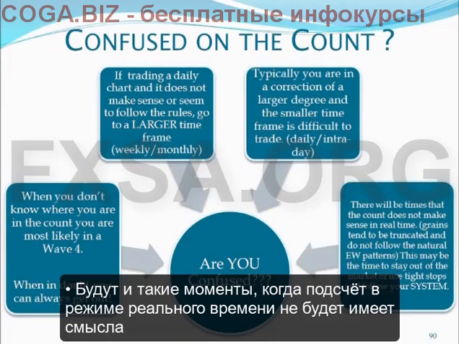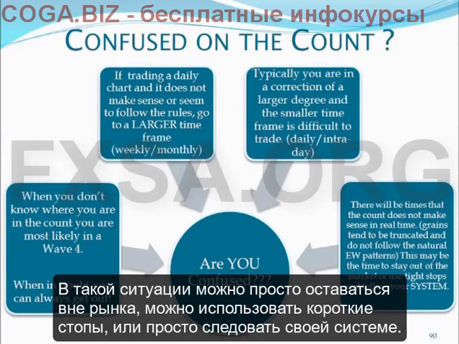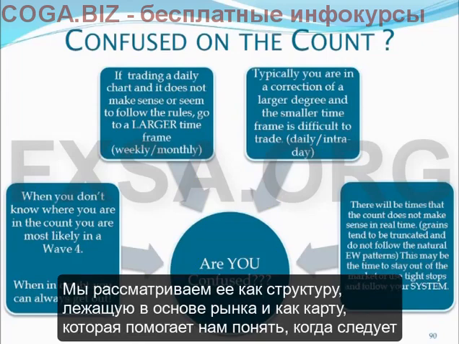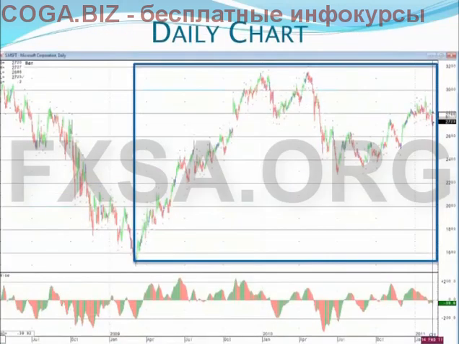And there will be times that the count doesn't make sense in real time. Grains are going to tend to be truncated and cannot follow the natural Elliott wave patterns on the longer term charts. So again, this may be the time to stay out of the market, maybe time to use tight stops or follow your system. That's why we say that Elliott wave is not a trading system. We do not view it as a trading system at Profittunity. We look at it as an underlying structure of the market and a map to help us know when to be aggressive, when to be conservative, and when to simply stay out of the market.